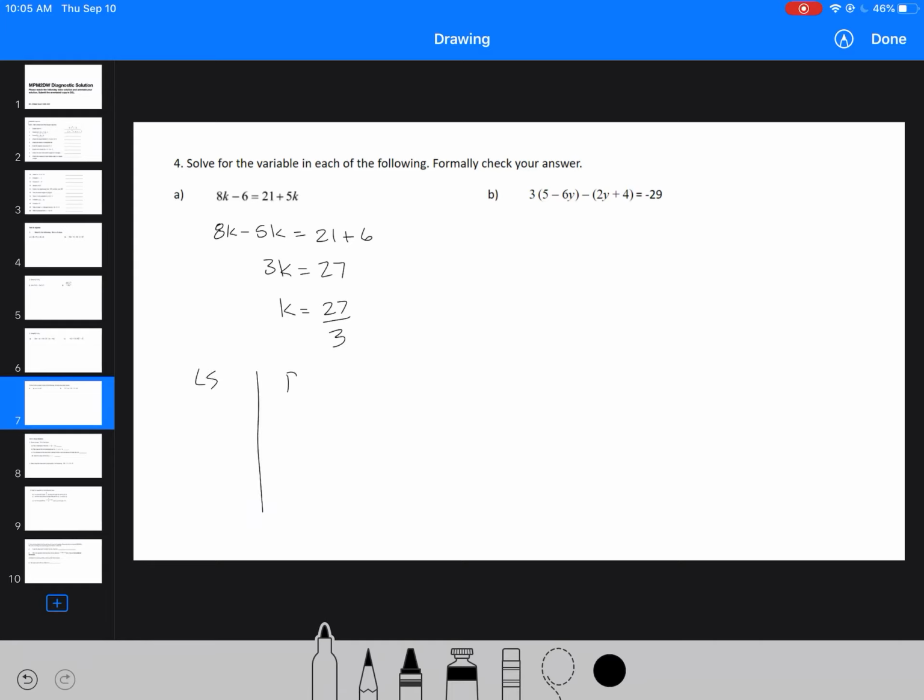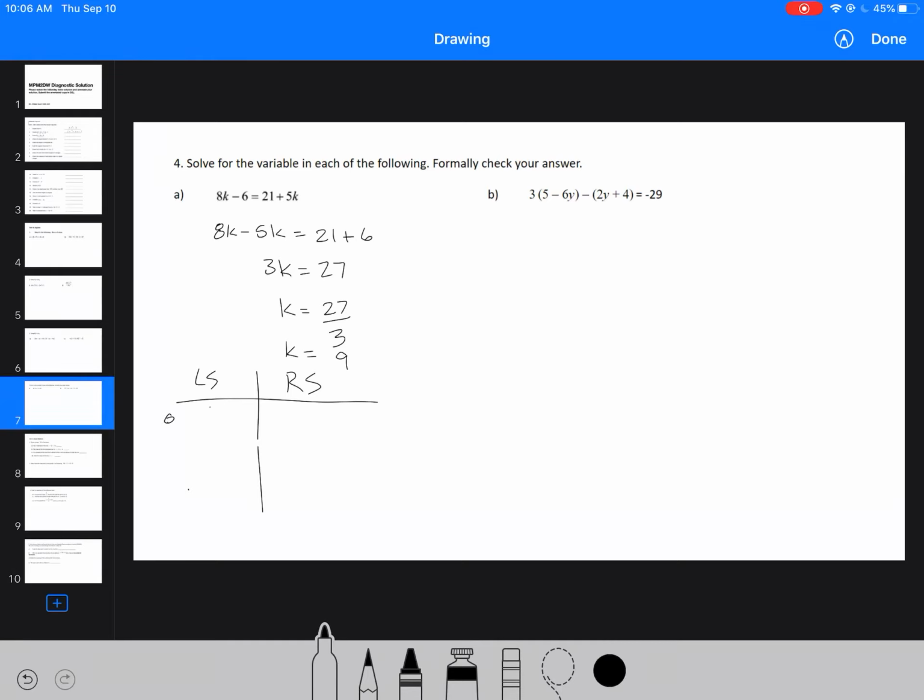So we've got left side, right side. My left side is 8k minus 6. I'll put in my value for k, 27 over 3 minus 6. Oh, I need a calculator for that one. What is 8 times 27? 200. Oh, that is a nice number. What am I thinking? So 27 divided by 3 is 9. So that makes life much better.